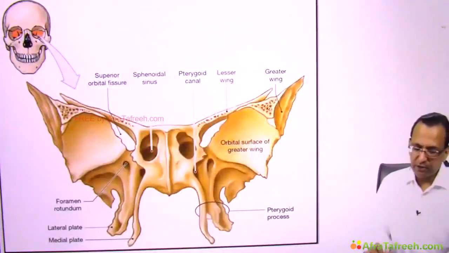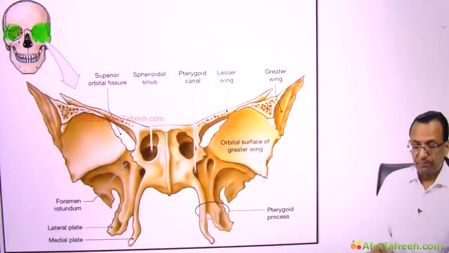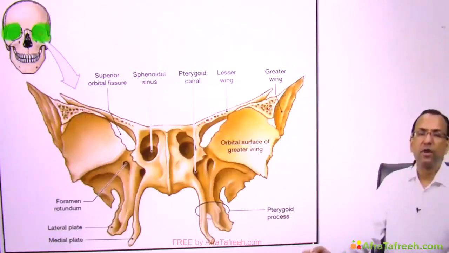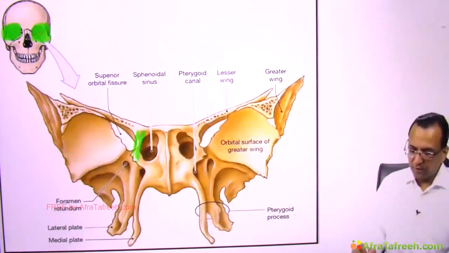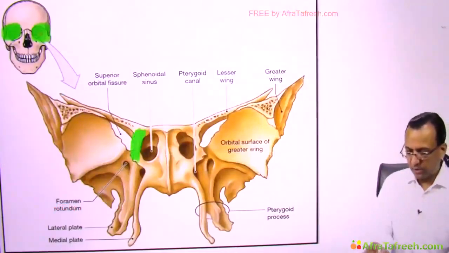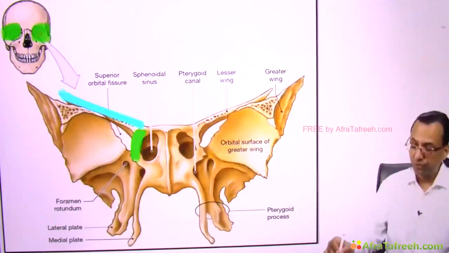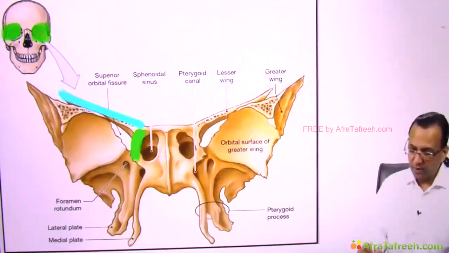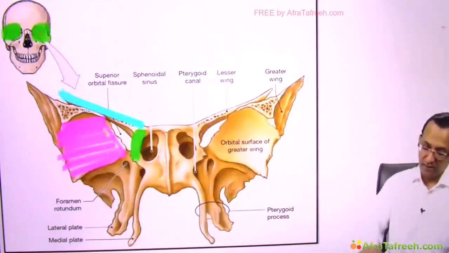Do you remember we have discussed the front view of the orbit, contributed by the sphenoid bone, the butterfly bone? Let me revise it. What is the body of sphenoid contributing? The medial wall of the orbit. And what is the lesser wing of sphenoid contributing? The roof. And what is the greater wing contributing? The lateral wall. And what is between the lesser wing and greater wing? The superior orbital fissure.